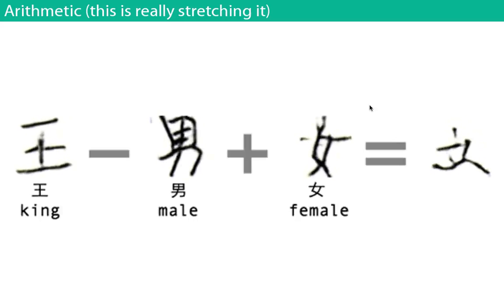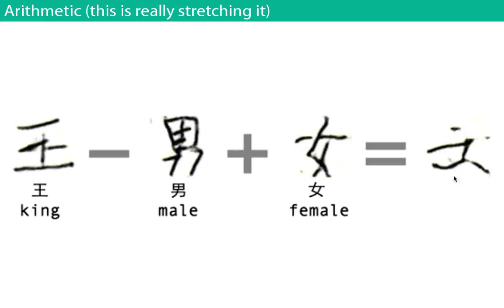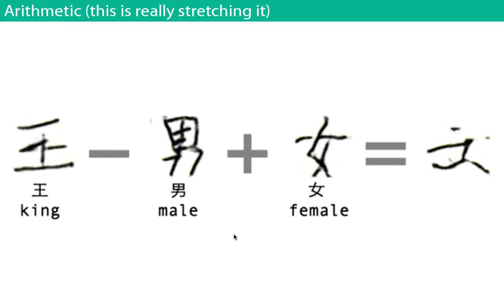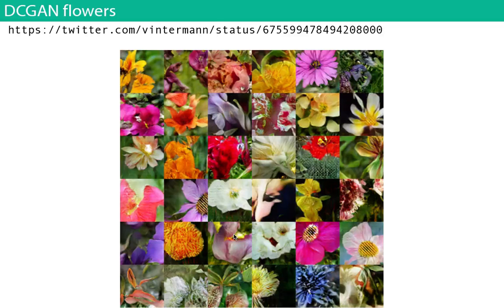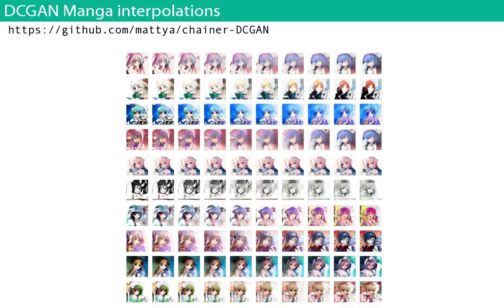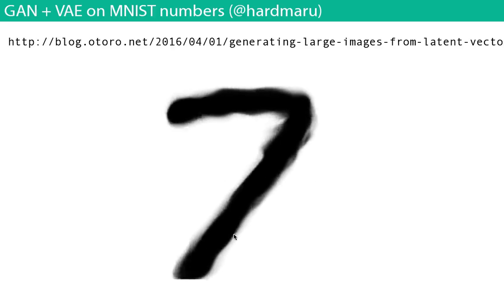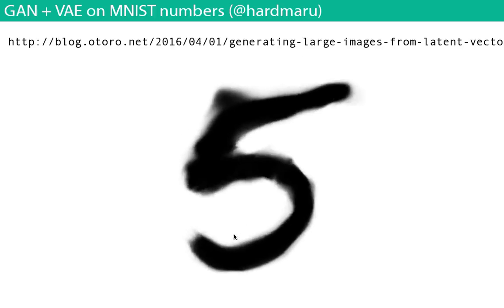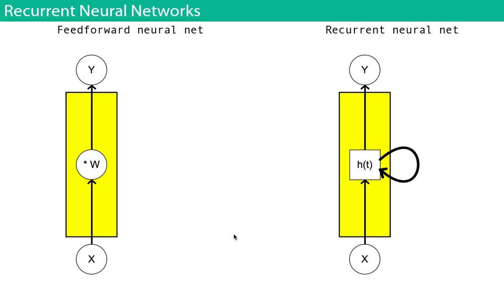And this one is the arithmetic thing. I usually don't include this in bigger talks, because this is going a little too far, but maybe this is the character for queen. It's not actually, but it's a nice little thought experiment. King minus male plus female. People do this on flowers and manga. This is made by other people, by this guy, David Ha, who combined autoencoders with generative models and so on.